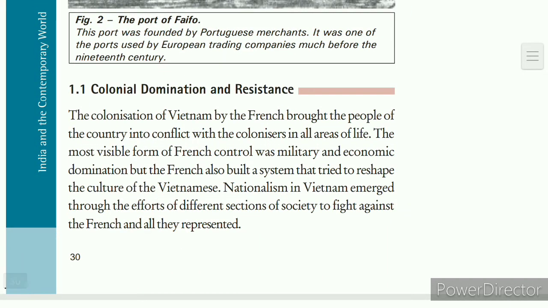And the colonial domination and resistance. Right? The colonization of Vietnam by the French brought the people of the country into conflict with the colonizers in all areas of life. The most visible form of French control was military and economic domination. But the French also built a system that tried to reshape the culture of the Vietnamese. Which culture? The Chinese influence in Vietnamese.